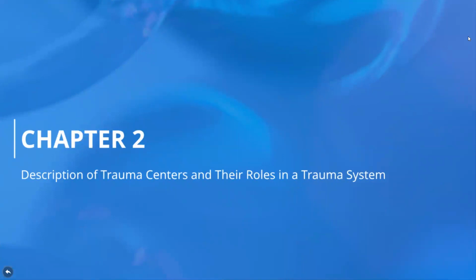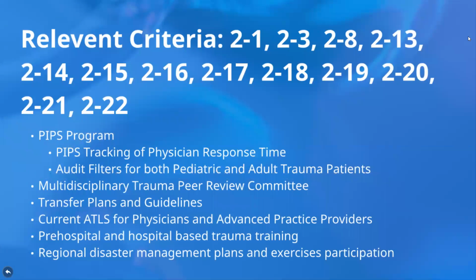Okay, chapter 2 is a description of trauma centers and their roles in a trauma system. Your relevant criteria are up top there. This chapter establishes a description of trauma center levels and the roles of each level in a trauma system. It establishes requirements for level 4 verification and what must be present at the trauma care facility to care for trauma patients. There must be a PIPS program.